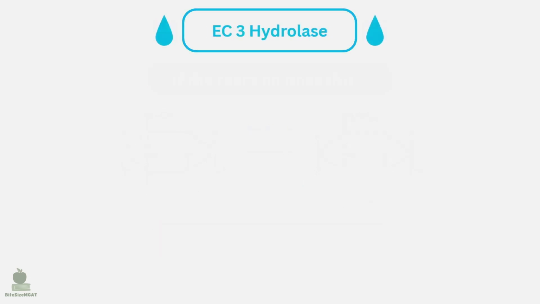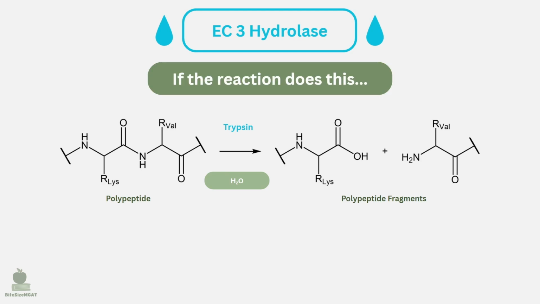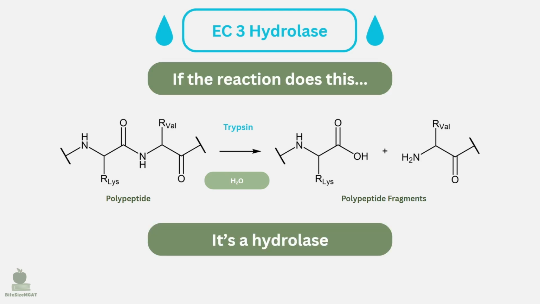Our third class is a hydrolase, which cleaves a bond with water. Proteases are a great example of hydrolases. A protease, such as trypsin in this example, catalyzes the breakdown of a polypeptide into smaller fragments. Trypsin is a protease that cuts after specific amino acids, such as lysine depicted here. So if a reaction uses water to simply break a bond, then it's a hydrolase.